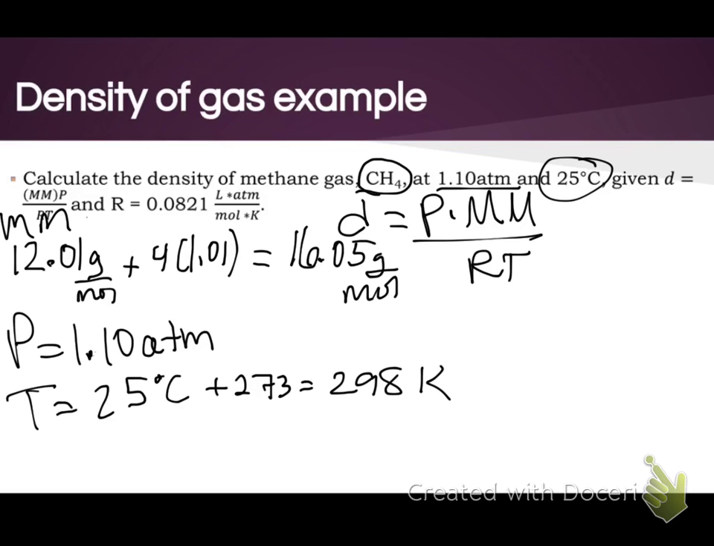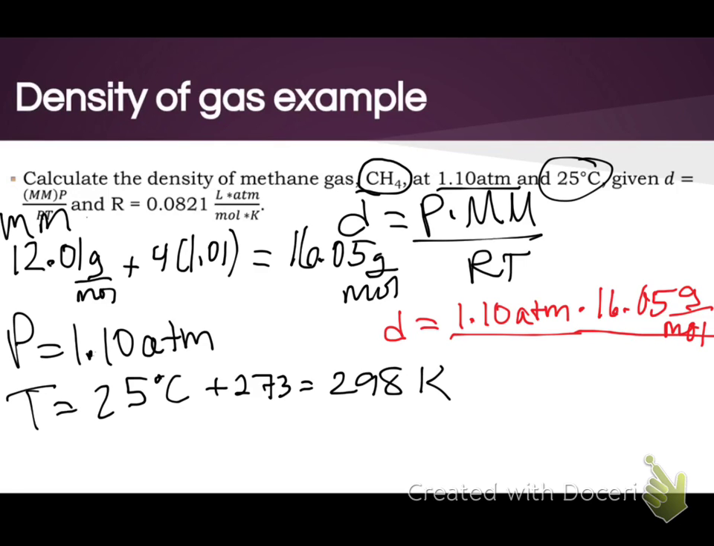So the density equals 1.10. We don't even have to rearrange this. It's already exactly how I want, because the question is asking me for density. It's on the left all by itself. And we're ready to go. Okay, and then on the denominator here we have R. And we have the temperature in Kelvin, so 298.